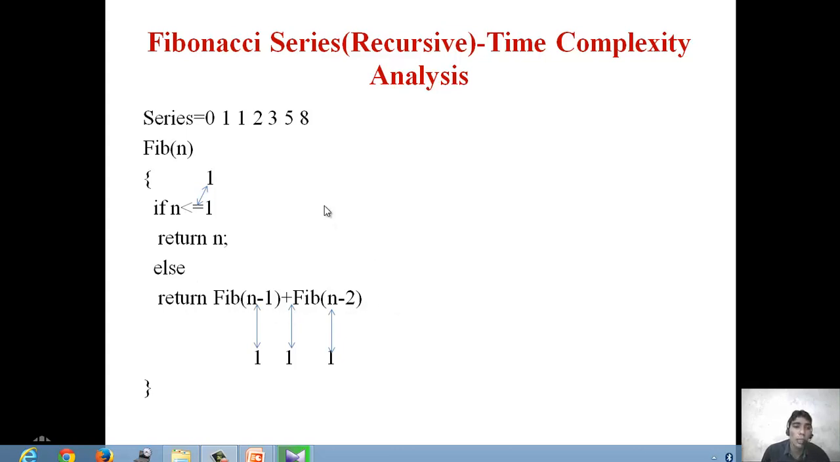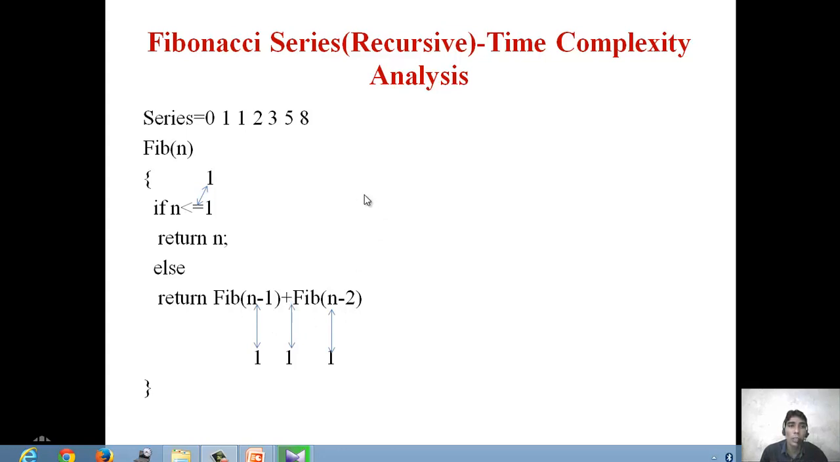We make the assumption that each operation requires 1 unit cost time, but in this algorithm it requires 4 unit cost time. 1 unit cost time for the comparison, n less than or equal to 1, and the remaining 3 in the else condition: 1 unit cost for fib of n minus 1, 1 unit cost time for fib of n minus 2, and 1 unit time cost for addition.